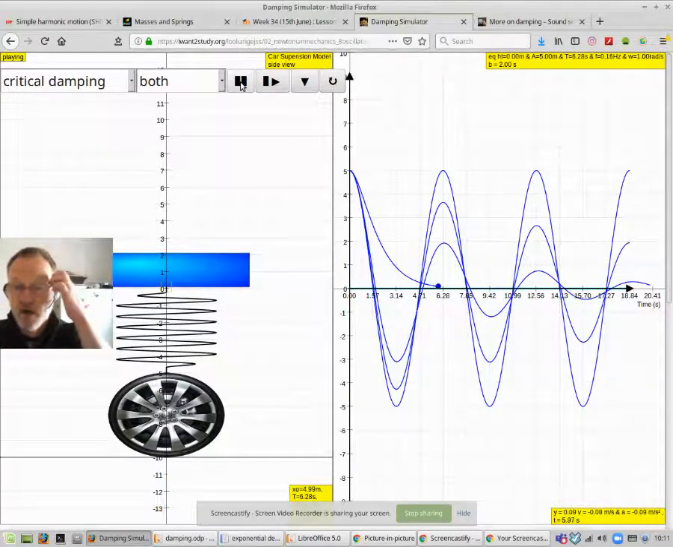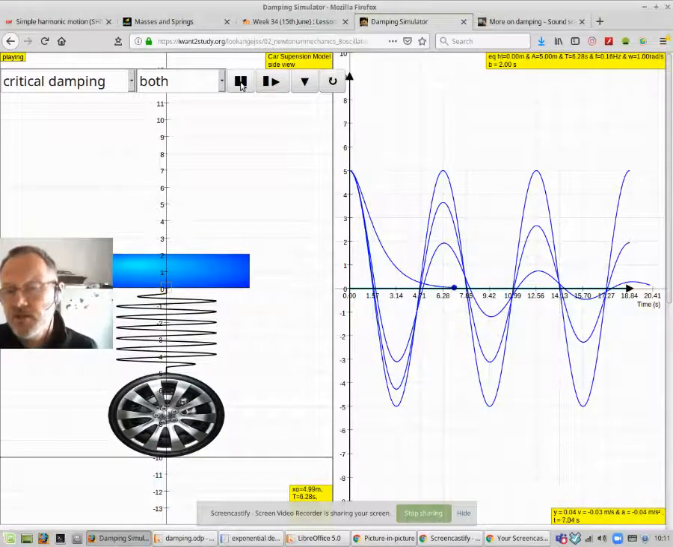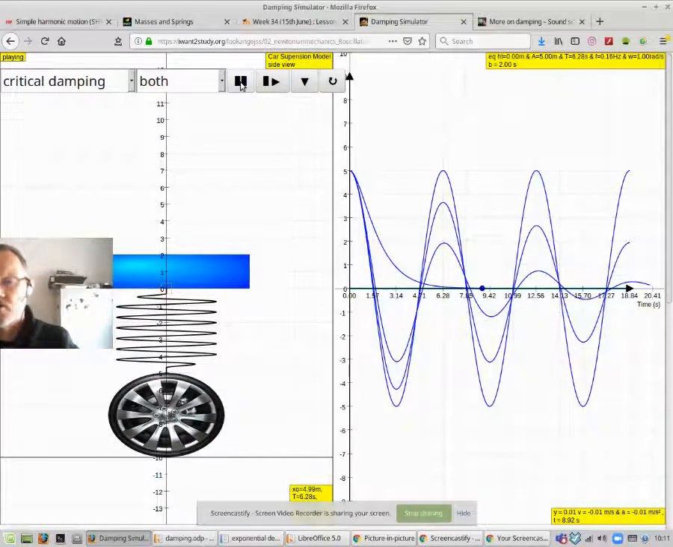So if you were in a car, the car suspension is designed to have critical damping. It doesn't want to oscillate over and over.